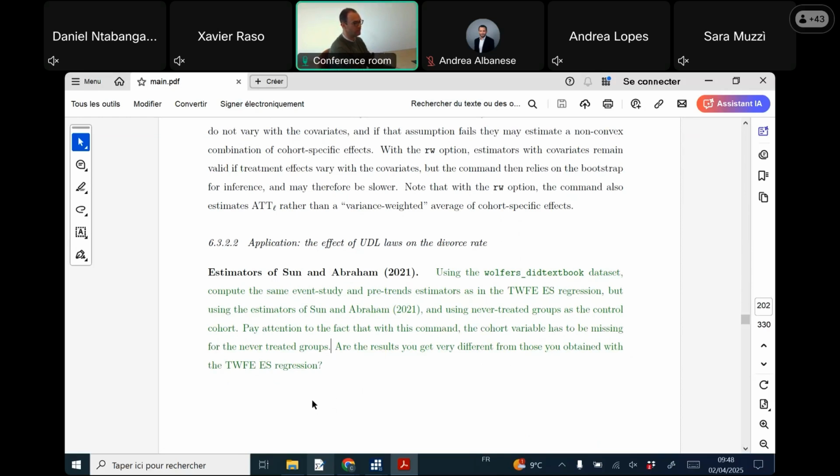So are you getting very different results from those you were obtaining earlier with the canonical two-way fixed effect event study regression?